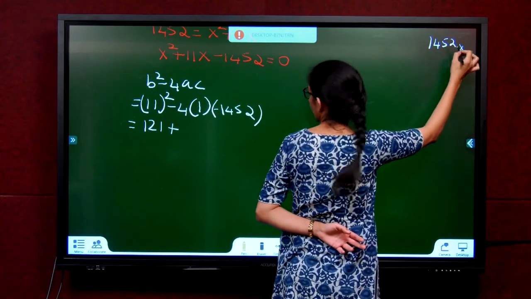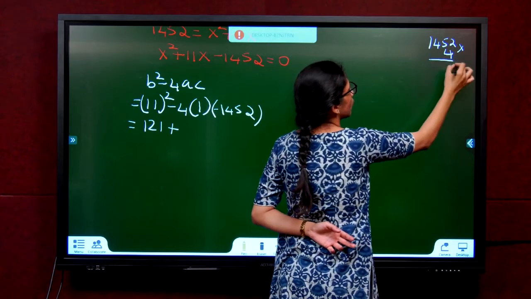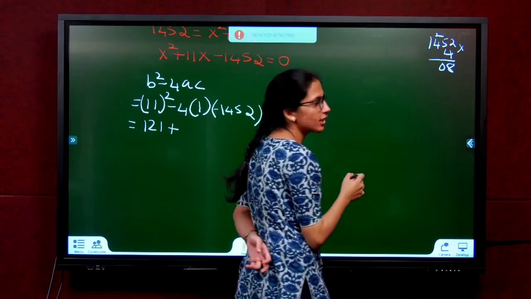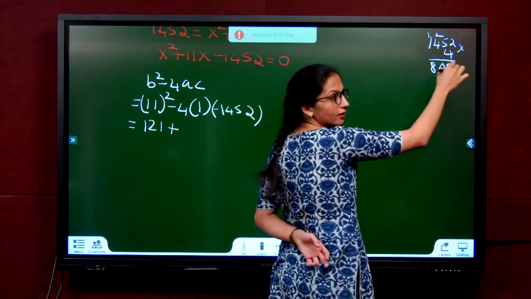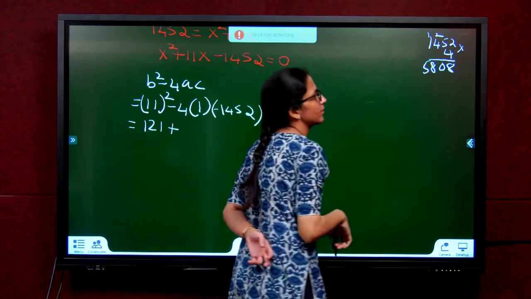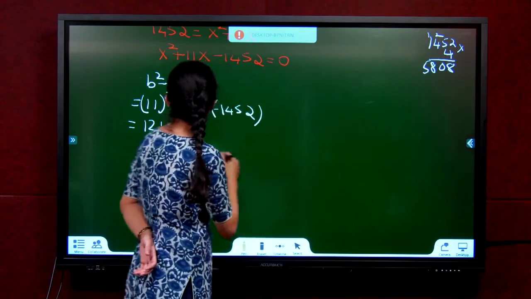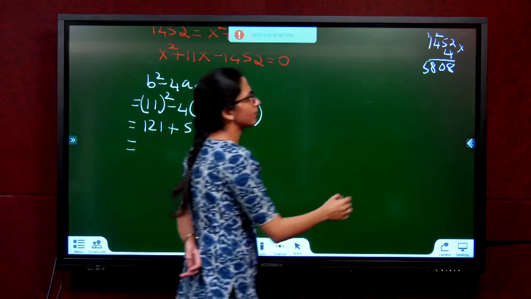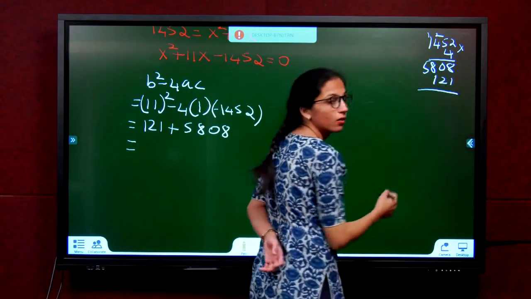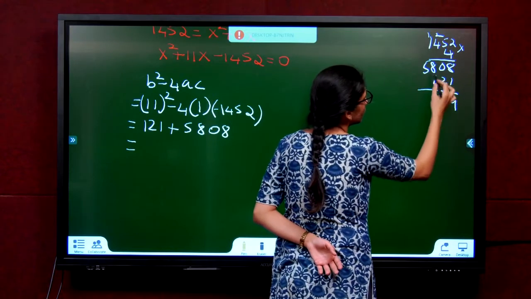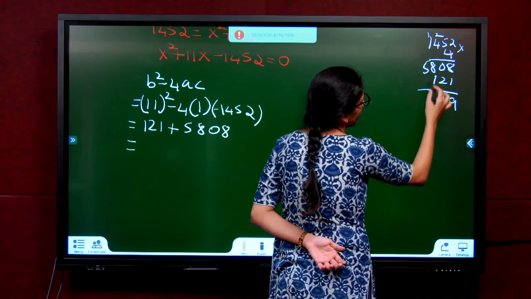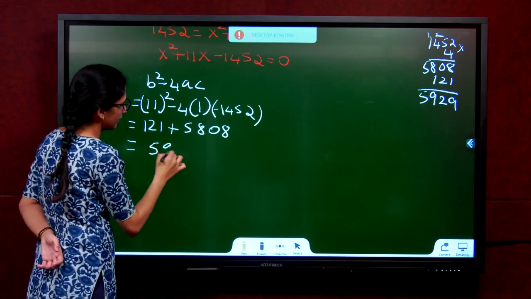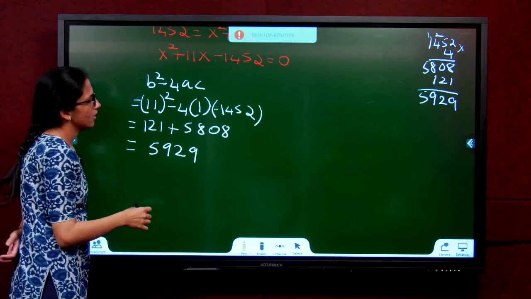1452 into 4. 4 2s are 8, 4 5s are 20, 4 4s are 16, 16 plus 2, 18, 4 1s are 4, plus 1, 5. So this will become plus 5808. To this we add 121. What do we get? 8 plus 1 is 9, 2, 9, 5. 5929. What do we do next?